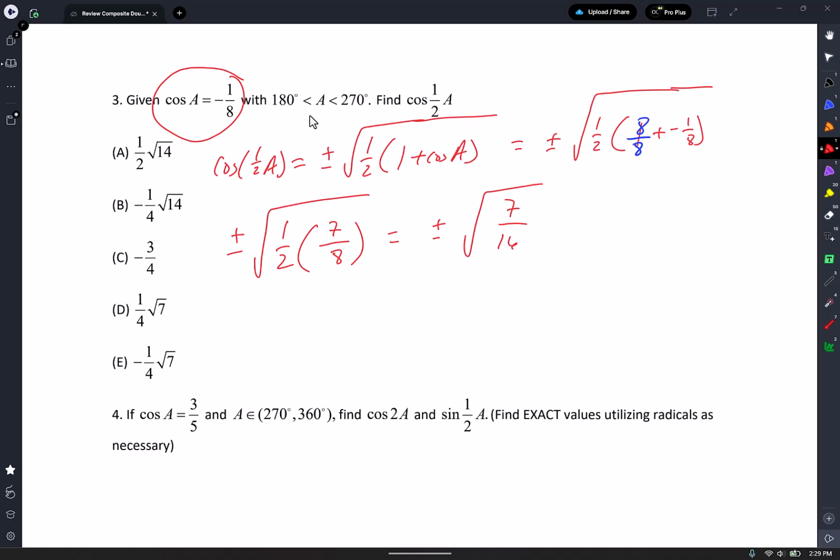Are we still all right? Equals plus minus law of exponents, square root of 7 over square root of 16. What's the square root of 16? Yeah, 4. I got to choose positive or negative.